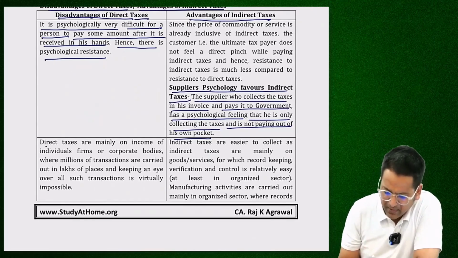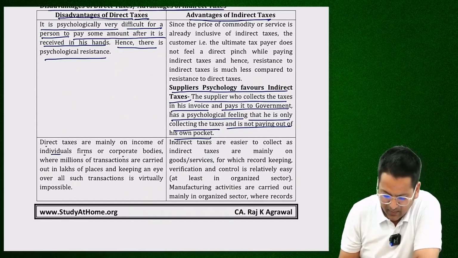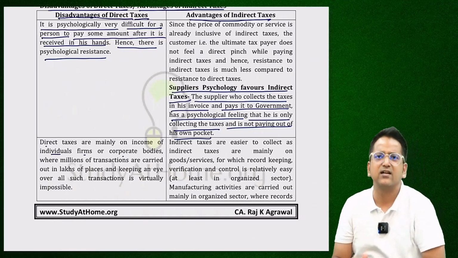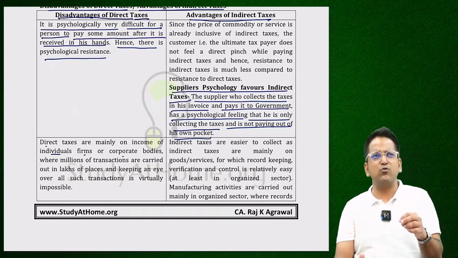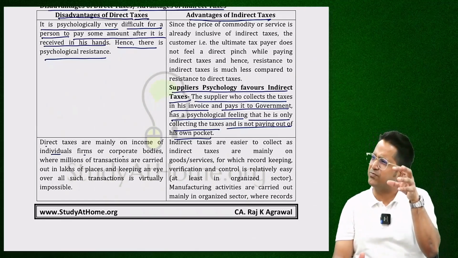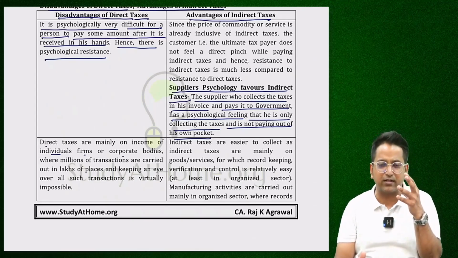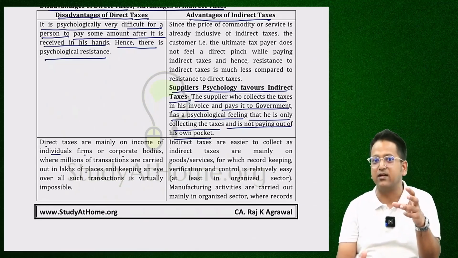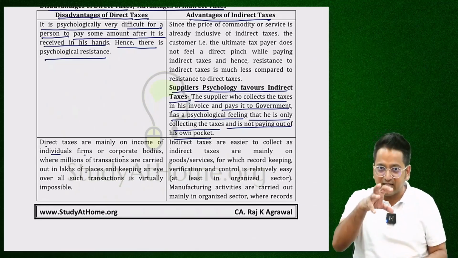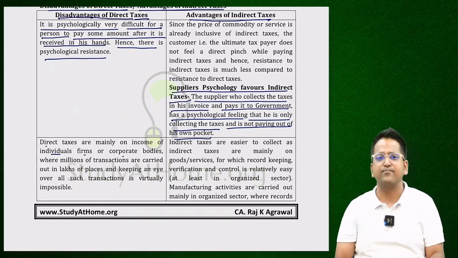Direct taxes are mainly on the income of individuals, firms, or corporate bodies where millions of transactions are carried out in lakhs of places, and keeping an eye over all such transactions is virtually impossible. Every person who is earning in every street or place, and there are many people earning money everywhere. So, the government cannot control or see it. Right? And moreover, it is very difficult to collect taxes.